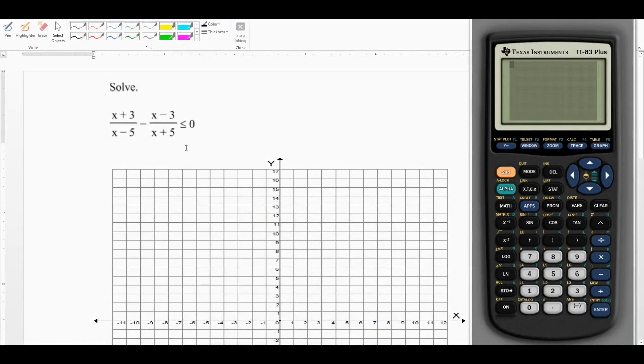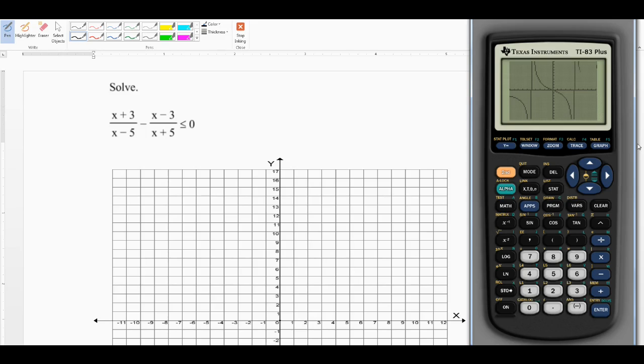Let's solve this inequality equation. And as you can tell, I already have 0 on one side, which is what I want. So what I'm going to do is graph the non-negative side. So I'm going to go to y equals, and I've already got it typed in. Notice I put the numerators and denominators inside parentheses. Then I hit graph.